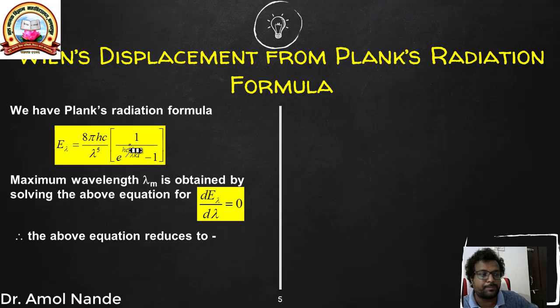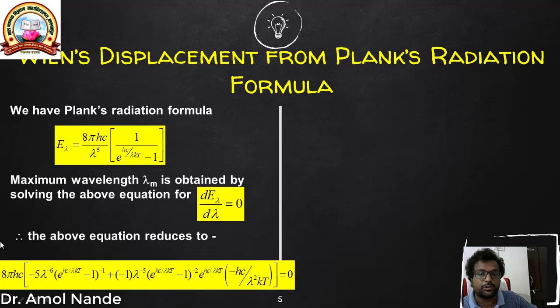The above equation, E lambda is equal to 8 pi hc by lambda to the power 5 into 1 upon e to the power hc by lambda kT minus 1, reduces to the following. If you take 8 pi hc common, you will get two terms in lambda. One is 1 by lambda to the power 5 and the other is 1 by e to the power hc by lambda kT minus 1. So you have to use the product formula of differentiation. You know that d by dt of x times y is equal to the first function times the derivative of the second, x dy by dt, plus the second function times the derivative of the first, y dx by dt. Similarly, here we do the same thing.